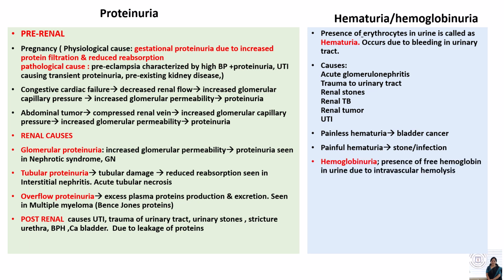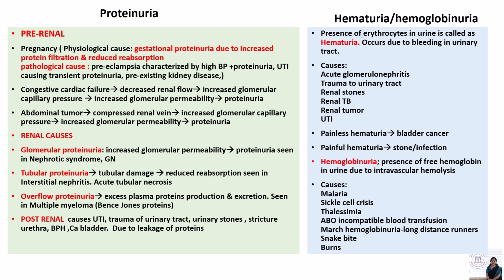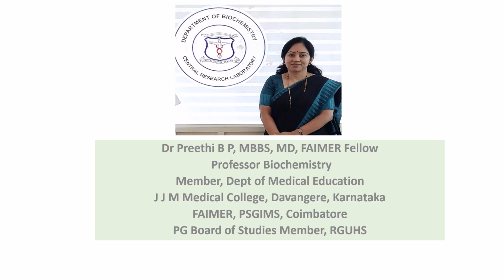And what is hemoglobinuria? It is characterized by presence of free hemoglobin in the urine, and the reason is mainly intravascular hemolysis. This intravascular hemolysis is seen in these conditions: malaria, sickle cell crisis, thalassemia, beta thalassemia major, incompatible blood transfusion, and it is also seen in marathon runners, also known as march hemoglobinuria, snake bite, and burns. So this was all about identification of proteinuria, hematuria, or hemoglobinuria in the given sample.